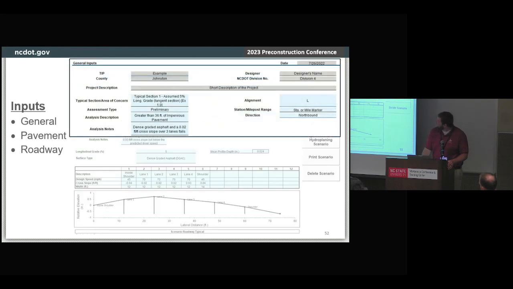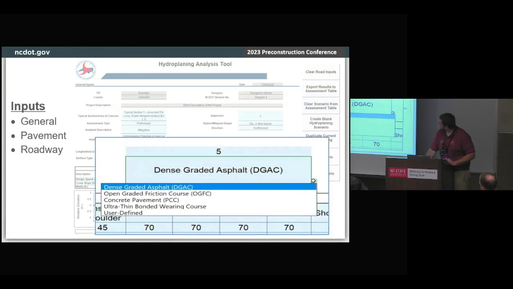And so there's where you'd fill out your general information, your analysis description, alignment, stationing, as well as any analysis notes you have. And then there's a section where you can fill out your pavement type, what you're using, what you're designing to use.